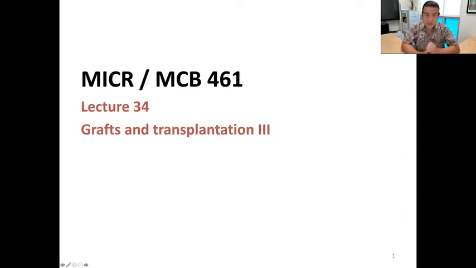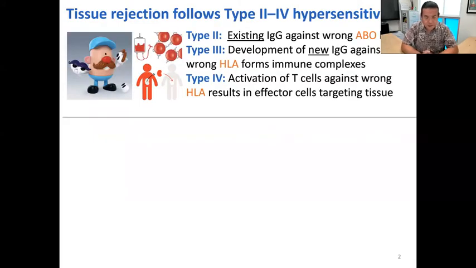So today we'll wrap up our discussion about the challenges that our immune system presents when it comes to transplanting tissues in modern medicine, right, from donors to patients to recipients. So let's finish talking about these grafts and transplantation issues. So let's quickly review so that we all are on the same page of where we left off last time.